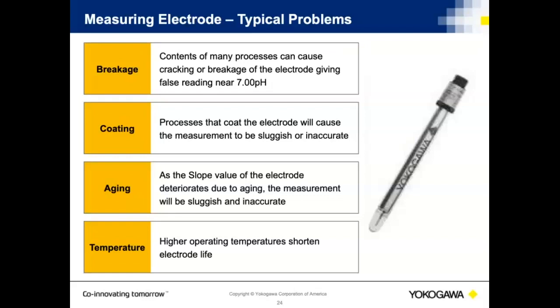Aging. As the glass itself ages, its output will change, which will change its slope value. More on that later. Temperature. The higher the temperature, the less life I'm going to get out of the pH electrode.